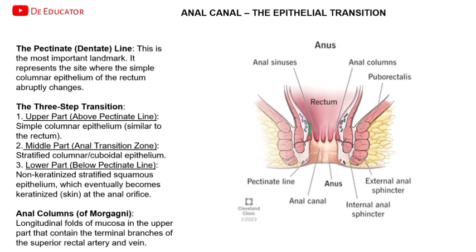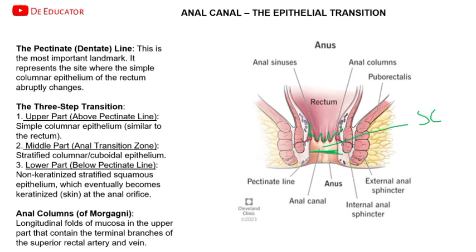This is the pectinate line here. Your pectinate line. And this guy above is your rectum. Now above the pectinate line, you have the simple columnar epithelium, similar to the rectum. So automatically I've answered the question in the previous slide. This is the rectum here. Above it, you have simple columnar.